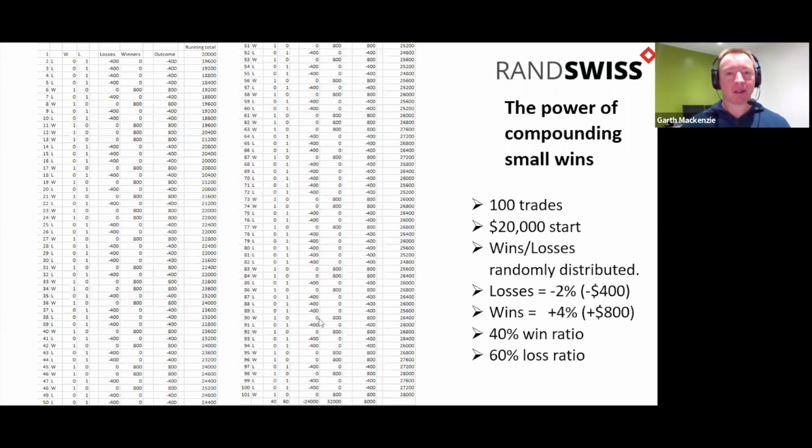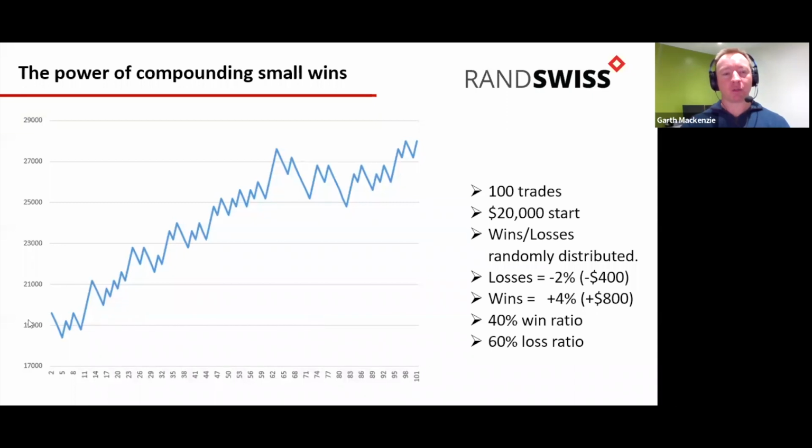So the point is, I know it's not as easy as it seems, right? But it is achievable. Then here we've got what the payoff would look like. Effectively, this is your profit and loss graph of that spreadsheet that I've just shown on the previous slide. 100 trades, $20,000 starting capital, 60% losers, 40% winners, random distributions, losing 2% on your losers, winning 4% on your winners, etc., etc.